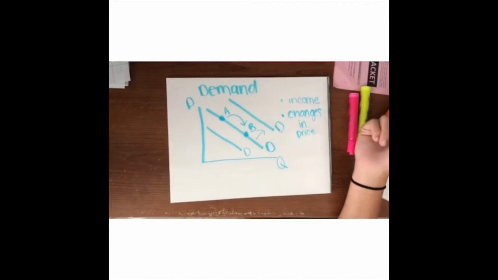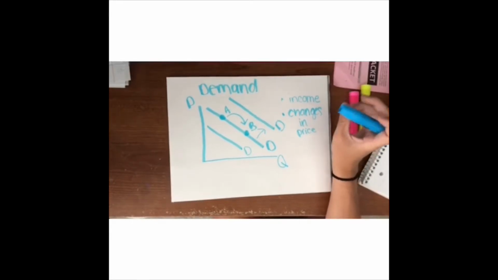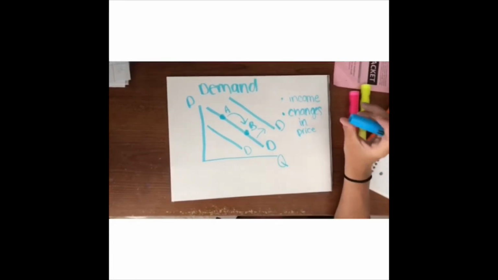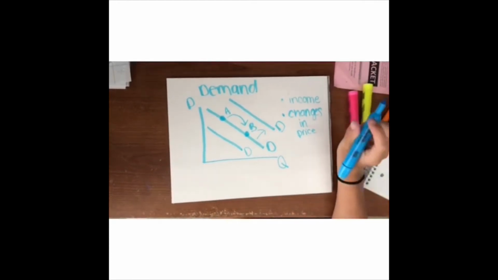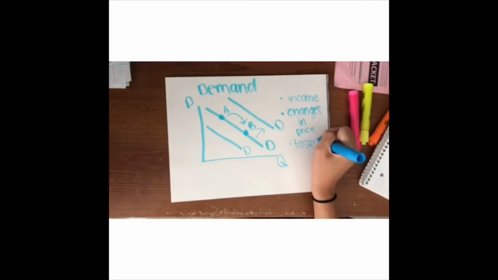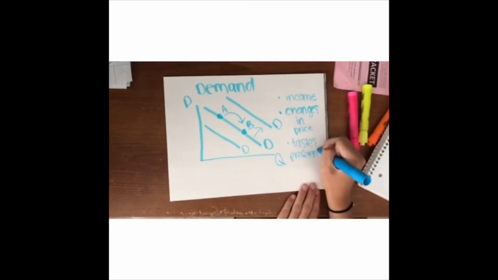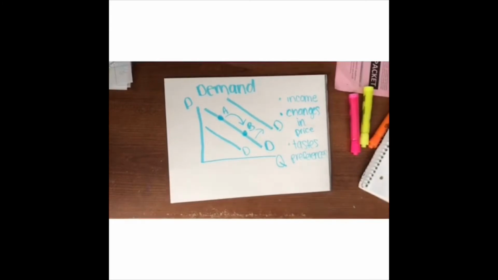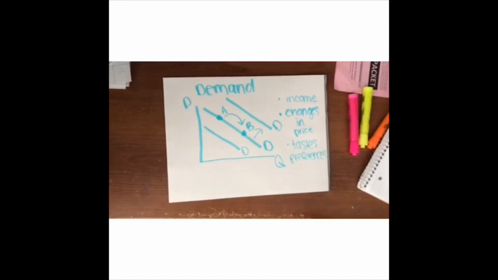So like if the price of chicken increased, then maybe people would be more inclined to buy beef and the demand would increase. And then the last main determinant of demand is tastes and preferences. So this basically has to do with advertising and changes in season. So if a good is advertised, like if it's winter and they're advertising jackets, then the demand for jackets would increase, or stuff like that.